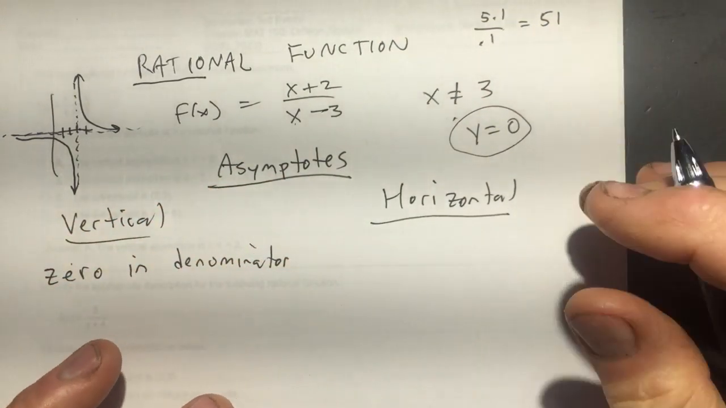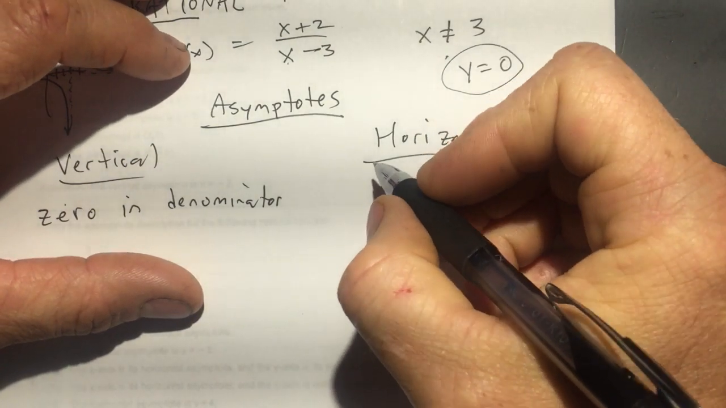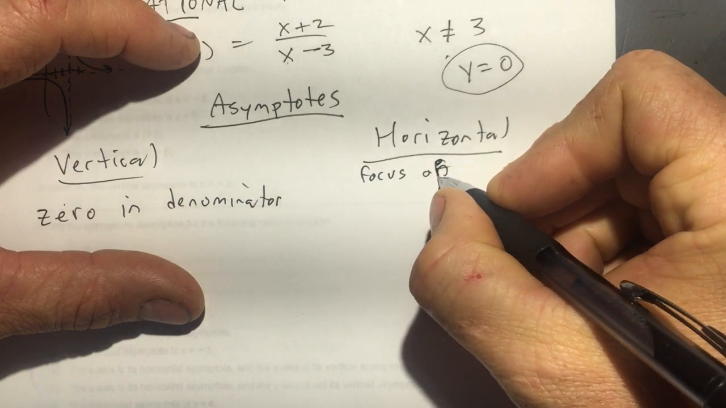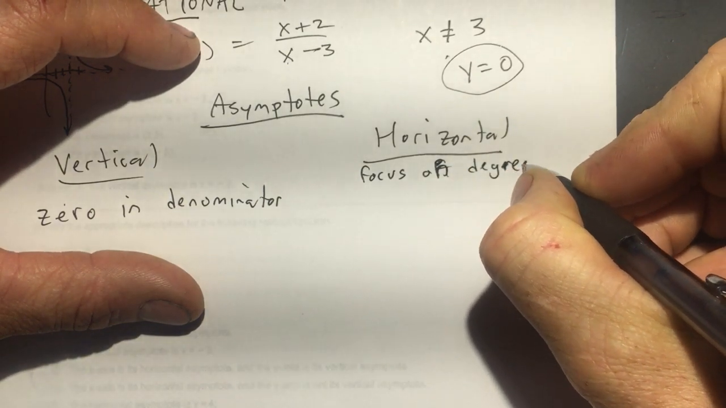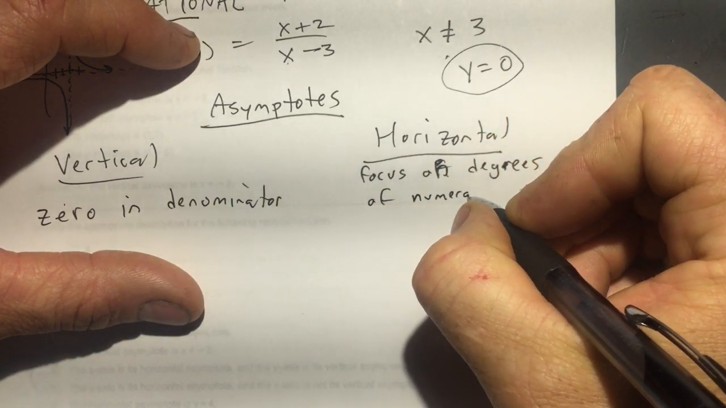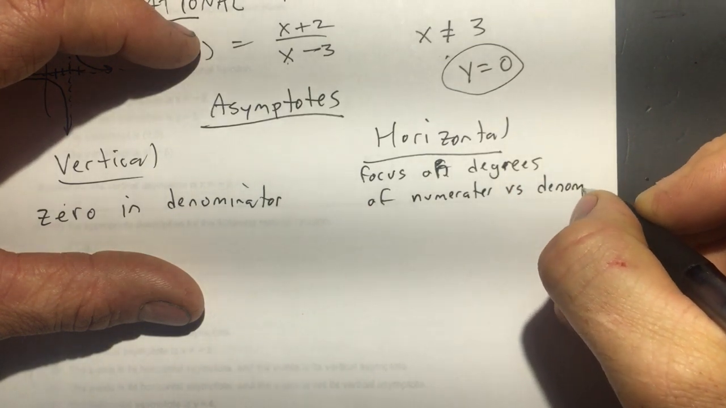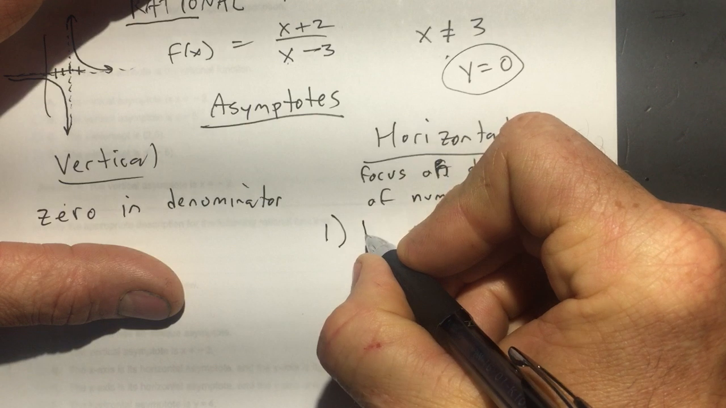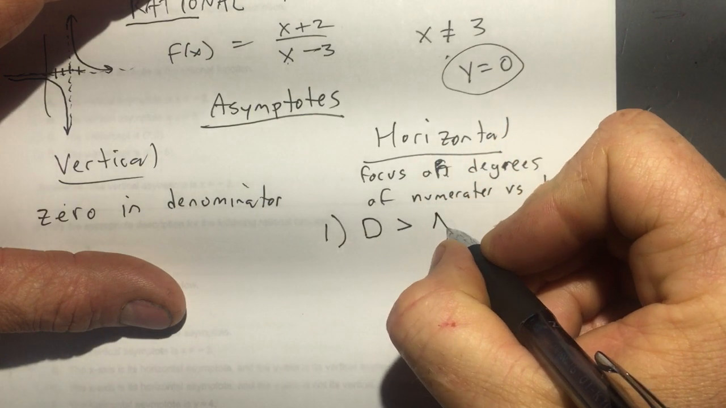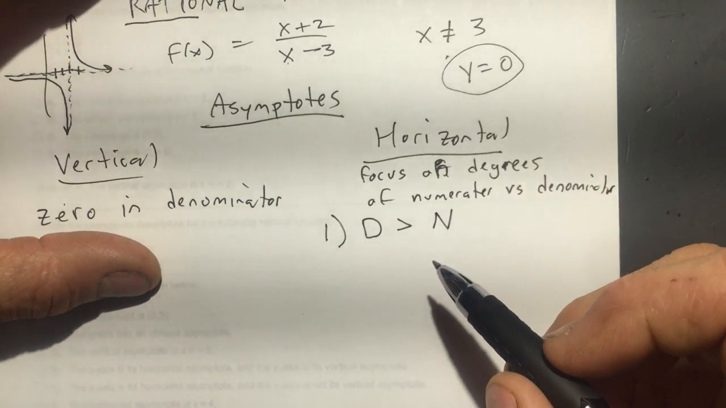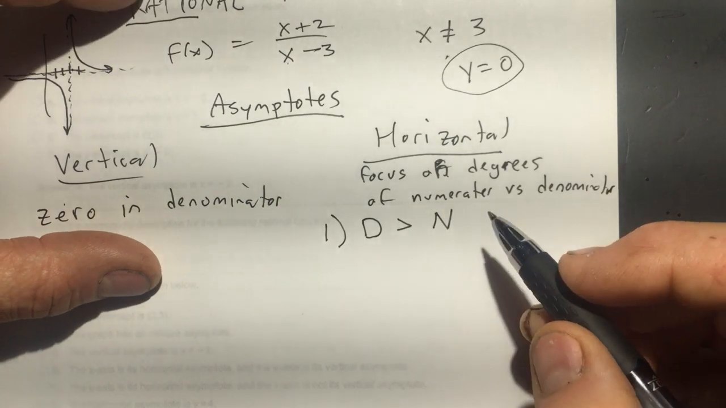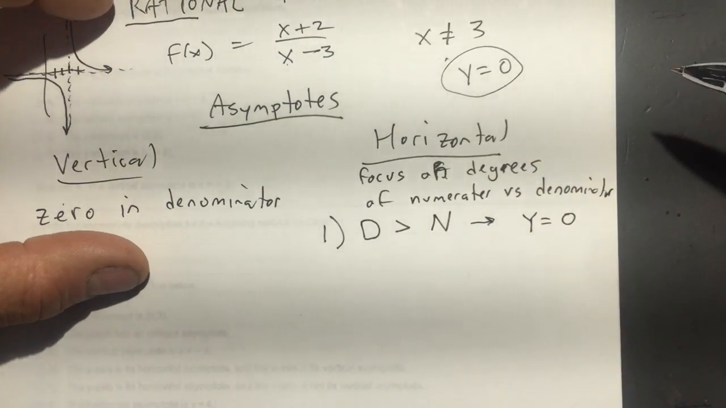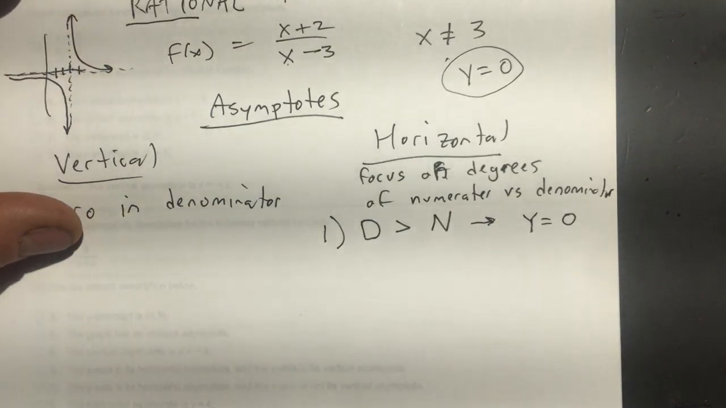All right, so in finding horizontal asymptotes, there's 3 cases involved. Okay, now you focus on the degrees of the numerator versus the denominator. Okay? So in case 1, if the denominator degree is greater than the numerator degree, then that means y equals 0 is my horizontal asymptote.